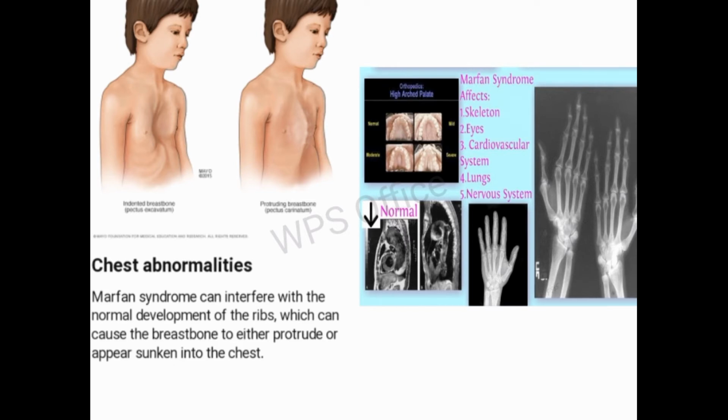As we can see in the picture, two persons suffering from Marfan syndrome: one has the breastbone protruding and the other has a sunken chest cavity. Sunken means a concave-shaped formation in the chest cavity.